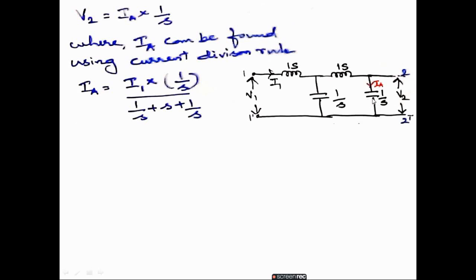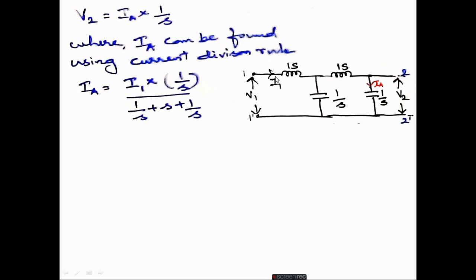To find the voltage across this reactance, I assume a current IA flowing through it. IA into this value gives you V2. IA is part of the total current I1 coming toward this node and getting divided: some current goes this way and the rest goes through this way. That rest of the current is IA. I can find IA using the current division method.